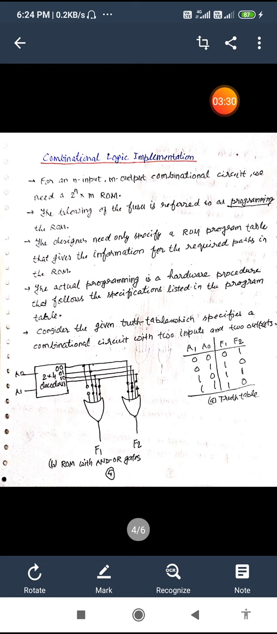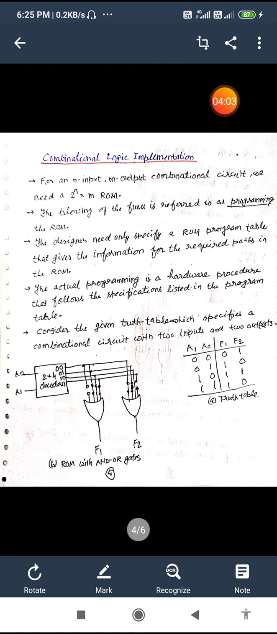Now, how is combinational logic implemented? For an n input, m output combinational circuit, we need a 2 to the power of n by m ROM. The blowing of the fuses is referred to as programming the ROM. The designer need only specify a ROM program table that gives the information for the required paths in the ROM. The actual programming is a hardware procedure that follows the specifications listed in the program table.